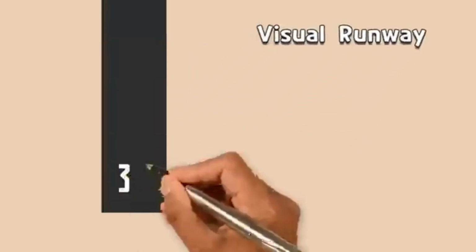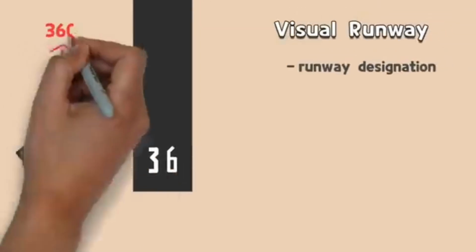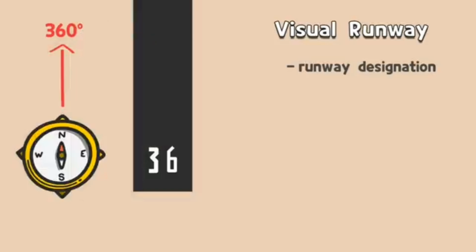Suppose there is a runway here, and its number is 36. The marking of this number is white. This is runway designation. The dimensions of the runway designation number should be 60 feet tall and 20 feet wide. The runway designation refers to the direction of the runway based on the magnetic north, which is the compass heading when the aircraft lands and departs on the runway.